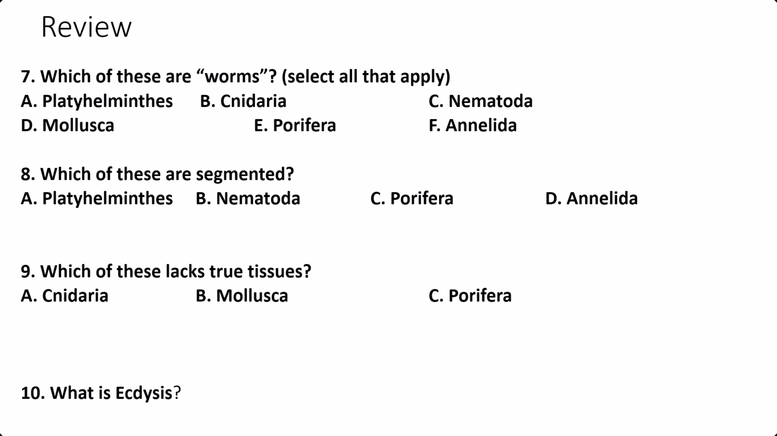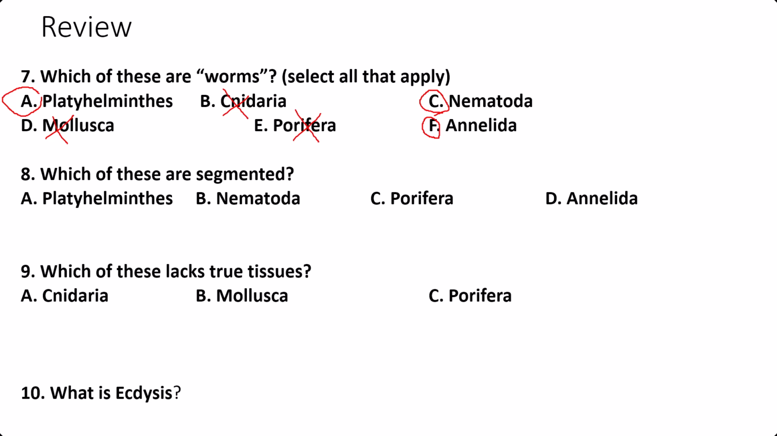So let's review. Number 7, which of these are worms? Select all that apply. So A is Platyhelminthes, that's a flatworm, so that's a worm. B, Cnidarian, that's a jellyfish, not a worm. C, Nematode, that's a roundworm, it's a worm. Mollusk, that's like a squid, octopus, snail, slug, not a worm. Porifera, that's a sponge, not a worm. Annelid, that's a segmented worm, that's a worm.